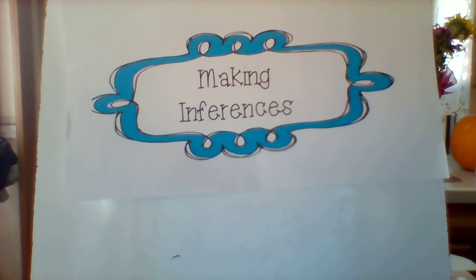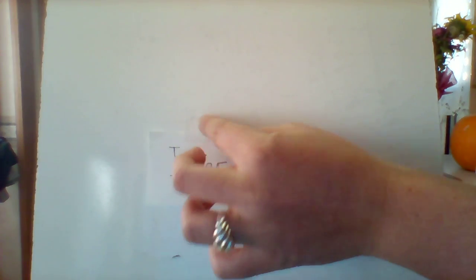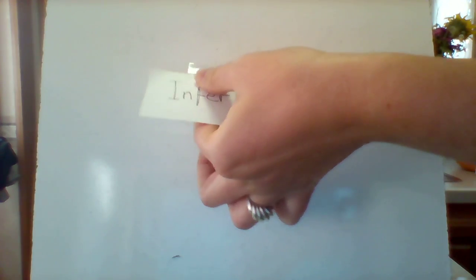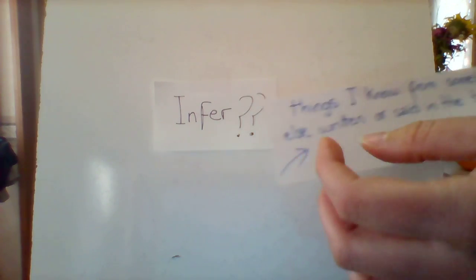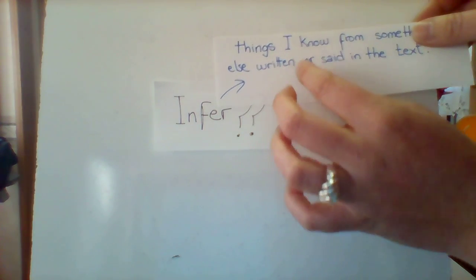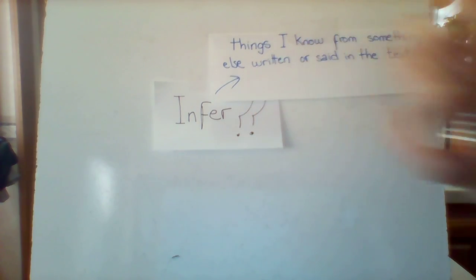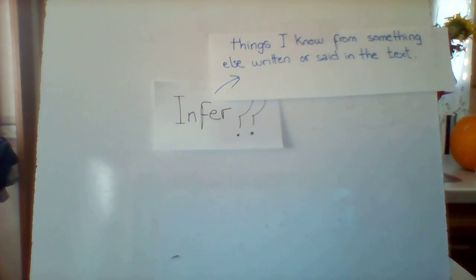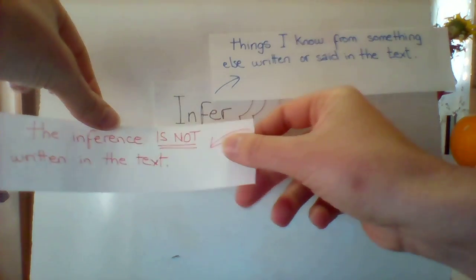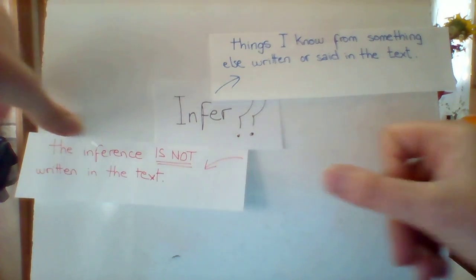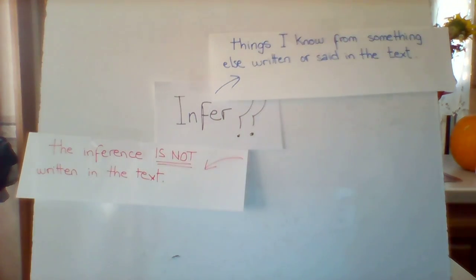Let's see how to make inferences. To infer is to know things from something else said or written in the text. An inference is not written in the text. There is something else written, and from this information, I can make conclusions.